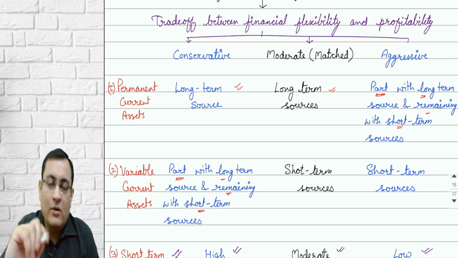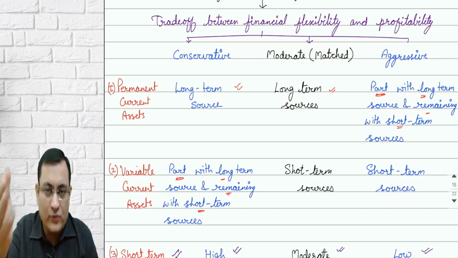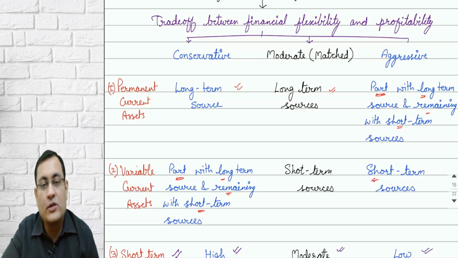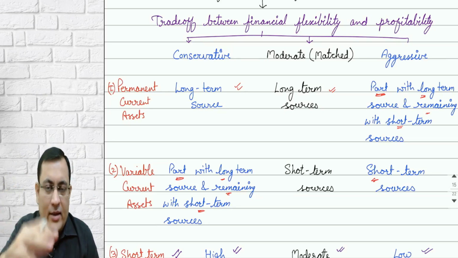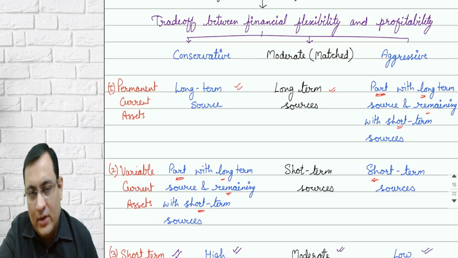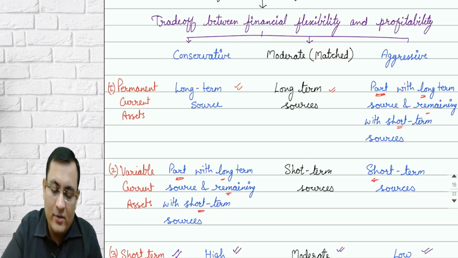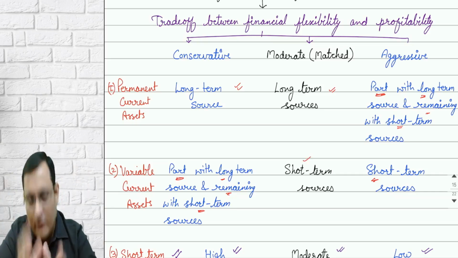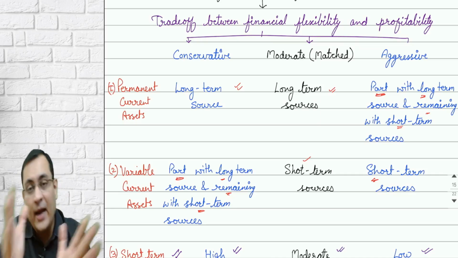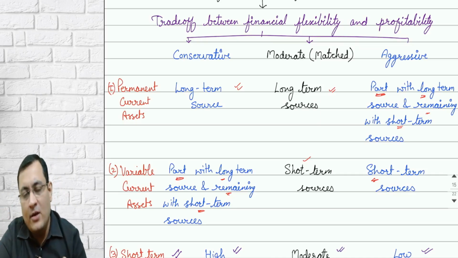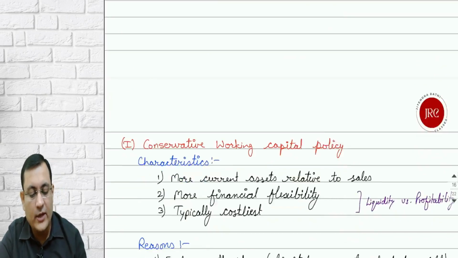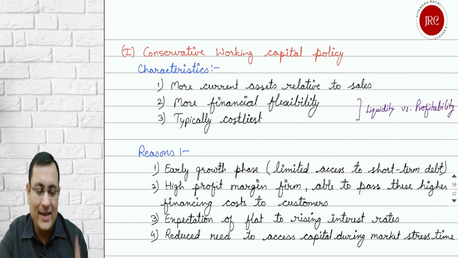Whereas aggressive is already working on short-term finance for the permanent current assets. So for variable, they will use short-term sources, relying more on short-term sources. Moderate, being moderate, will match permanent with long-term and variable with short-term. So these are the levels of assets and the sources of finance which these three types of policies will recommend. Next, we will go into detail.